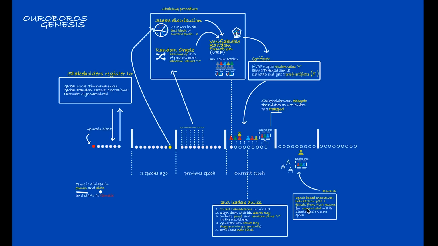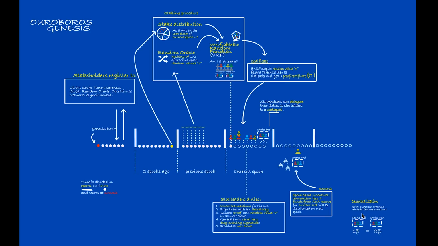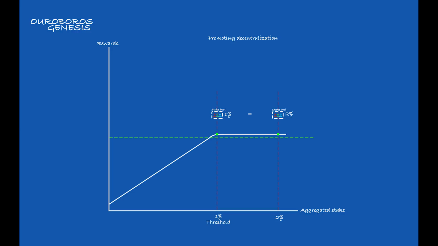And we mentioned before a little bit about the decentralization problem of the Bitcoin network, and Ouroboros, or indeed the implementation of the Ouroboros protocol, solves it very beautifully with a very simple rule. After a certain threshold, let's say 1%, rewards become constant. So there is no more growing of those rewards. So if the threshold were set to 1%, a stake pool that had the representation of 2% of the aggregated stake would get the same rewards as one that has 1%.